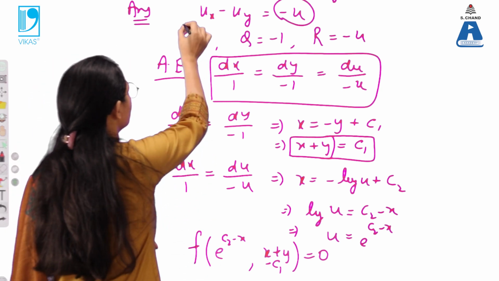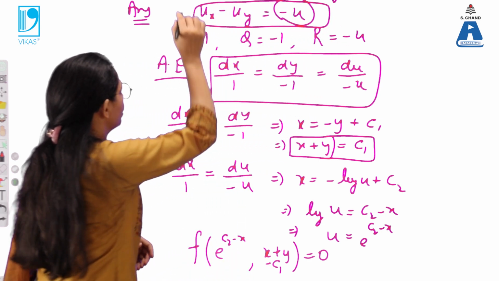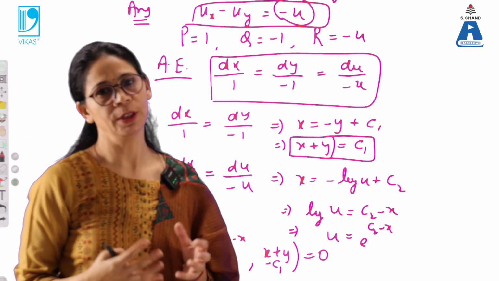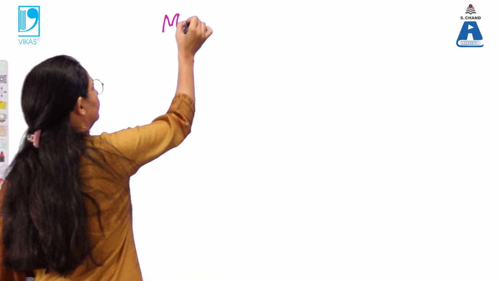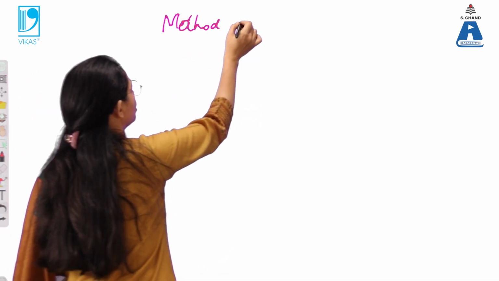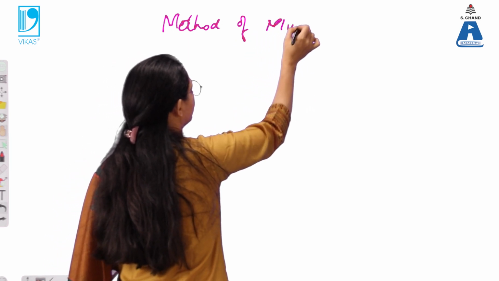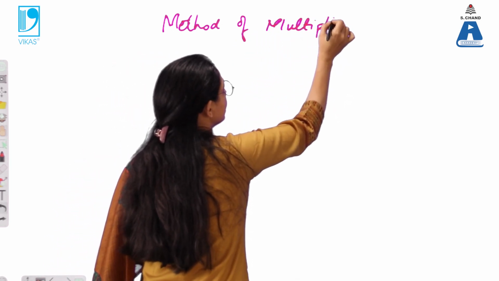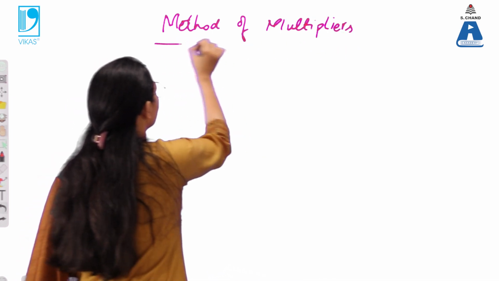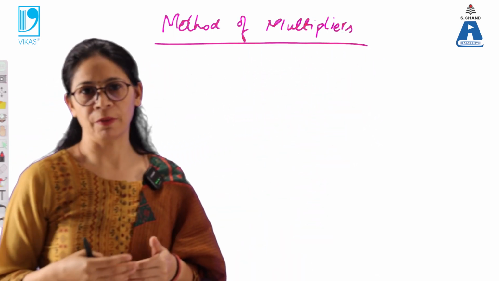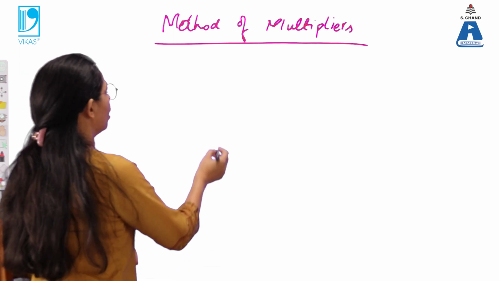So this is the solution of the partial differential equation when it is given strictly in the Lagrange's form. Now there are certain situations when the given differential equation is not strictly in the form of Lagrange's form, but it can be converted to that. That is called the method of multipliers. That type of differential equation will be solved by the method of multipliers, where the auxiliary equations are not giving a clear relation between x and y.